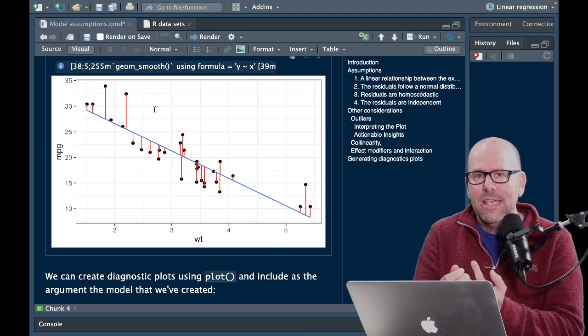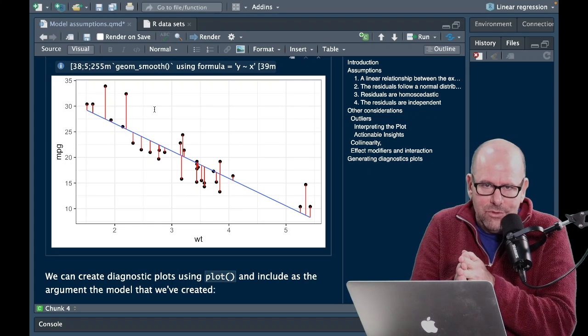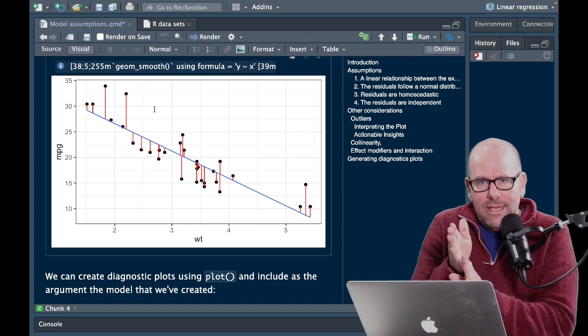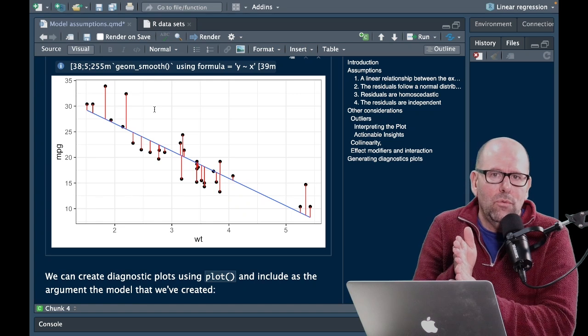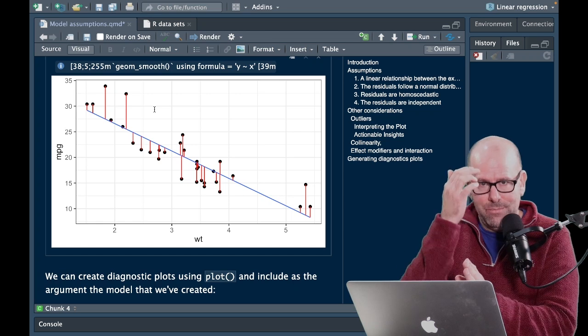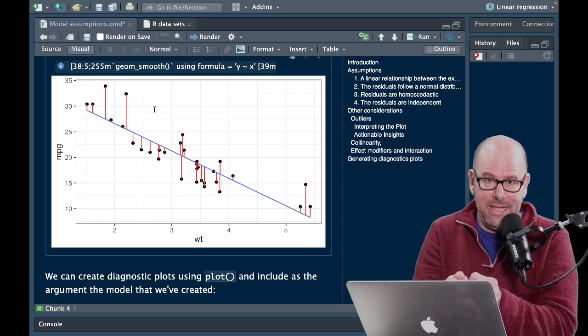And the third one is that they're independent. In other words, the value of one residual, so one error, so the extent to which the observed value differs from the model at one point, isn't dependent on what its predecessor was. In other words, what a residual nearby was, or at some other point. In other words, it's genuinely independent.